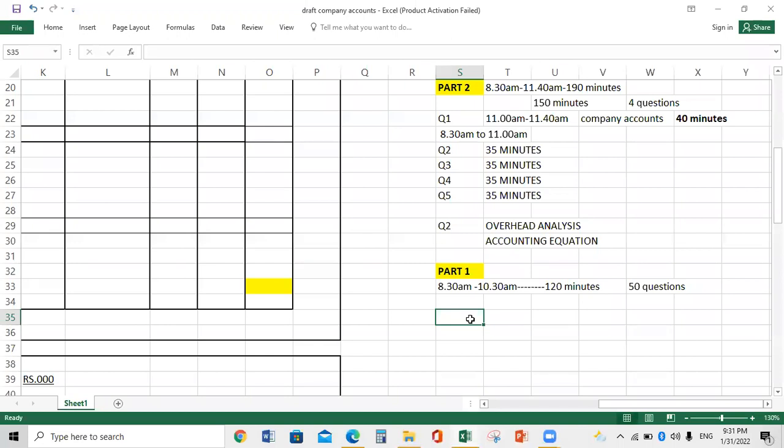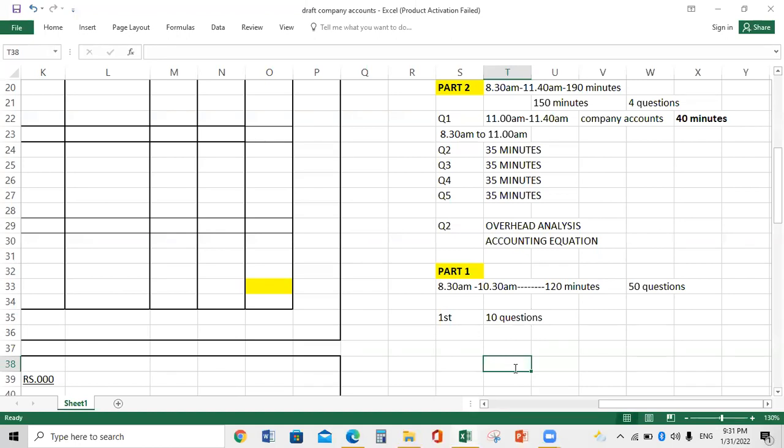For the first 10 questions, that means 2.4 minutes per question, so 10 questions will be 24 minutes. The first 10 questions you can maximum take only 24 minutes, but I will tell you all in a different way.